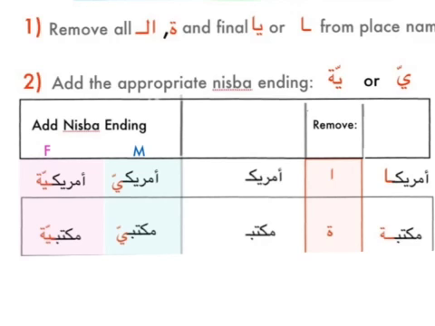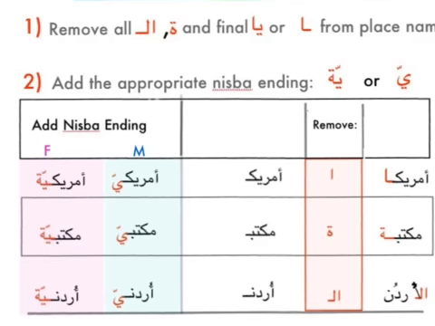In this example, we have maktaba, library, which ends in ta marbuta. You remove ta marbuta, and then you add ya if it's masculine, ya ta marbuta if it's feminine. And last we have al-Urdun, Jordan. You remove alif lam, and then you add ya for masculine, ya ta marbuta for feminine, and thus you get the adjective meaning from Jordan, for male and female.